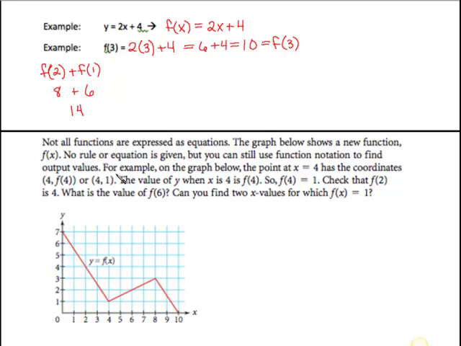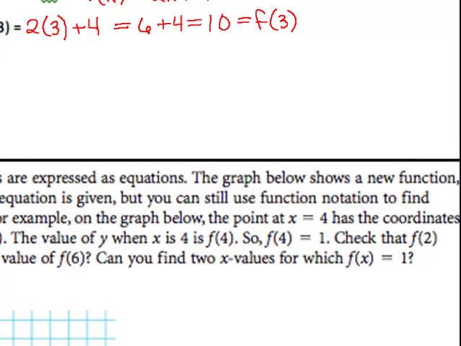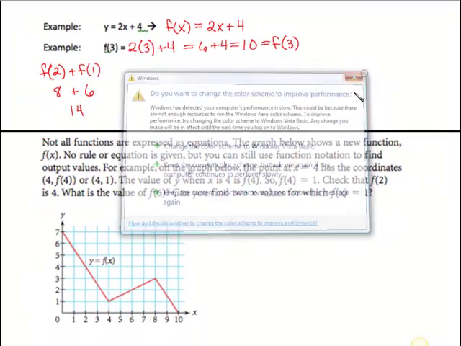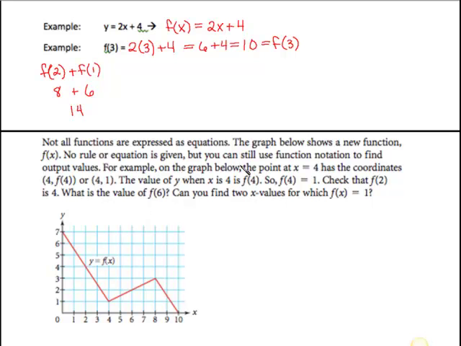Another benefit is that not all functions are expressed as equations. Down here we have a graph. And so the graph below shows a new function, f of x. There's no equation that goes with it. I apologize for that again. But you can still use the notation to find output values. For example, the graph below, the point at x equals 4, so right here at x equals 4, has the coordinates 4 comma f of 4, okay, or 4 comma 1, where this point is, right? The value of y when x is 4 is f of 4, so f of 4 is 1.